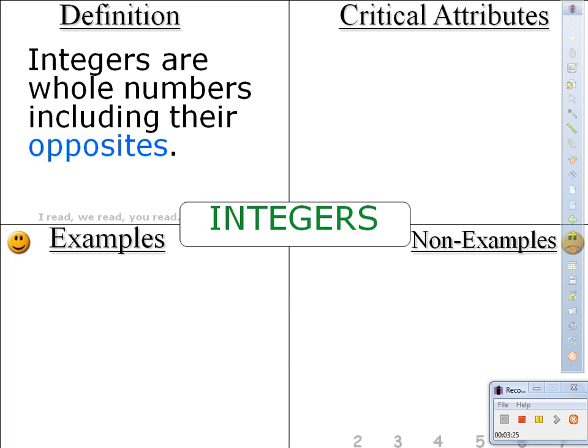Integers are whole numbers including their opposites. Can you hear the definition of integers? Integers are whole numbers including their opposites.